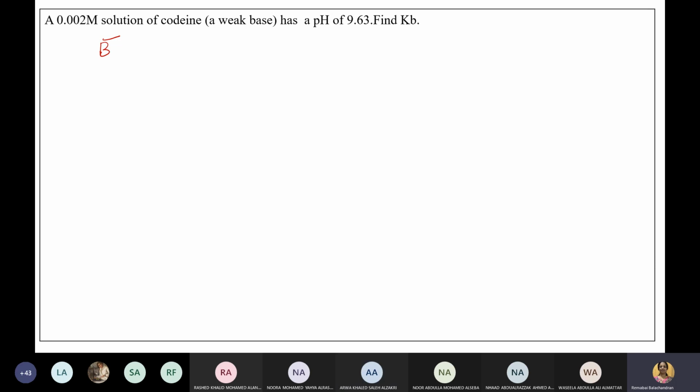If you don't know the formula of the base, write B minus. That's the easiest one. B minus plus H2O. You tell me the equation. H2O can be written as H plus and OH minus. So this takes H plus. So what do you get? HB plus and OH minus. Now, what's the next step?